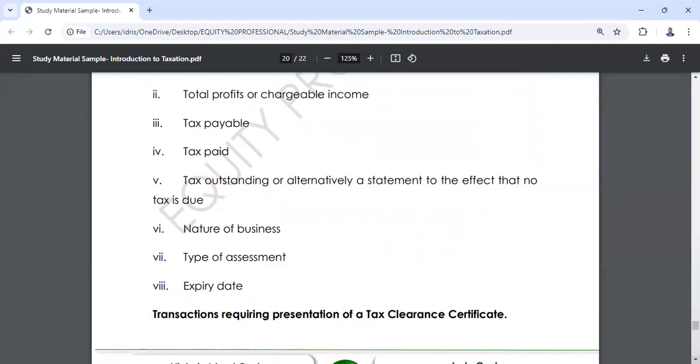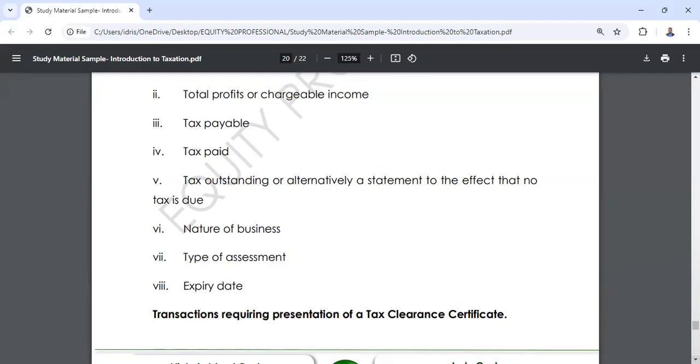The expiring date of the tax clearance certificate will also be needed. The name and designation of the official approving the tax clearance certificate. Which official of the tax authority approves the tax clearance certificate?